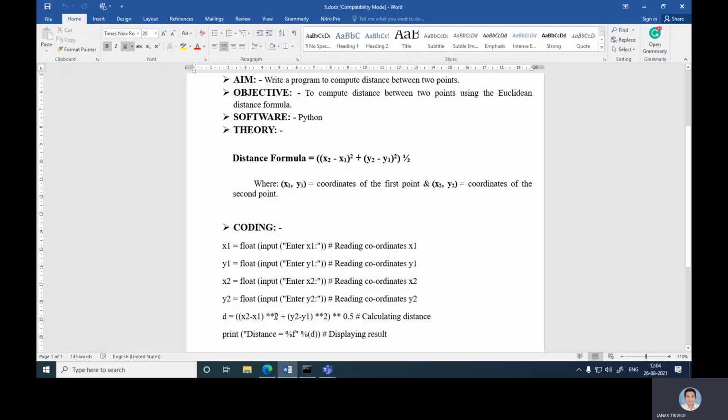x2 minus x1 square, this is the power operation that we will discuss in the arithmetic operator module. y2 minus y1 square, and there is a square root, that is 1 by 2, 0.5. Now finally we print d.